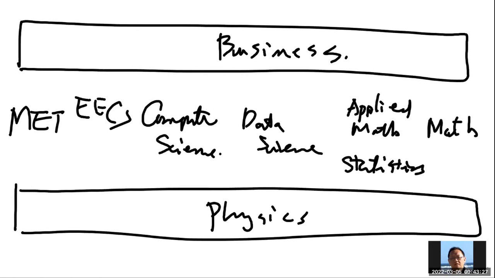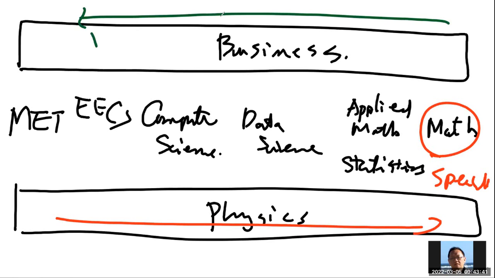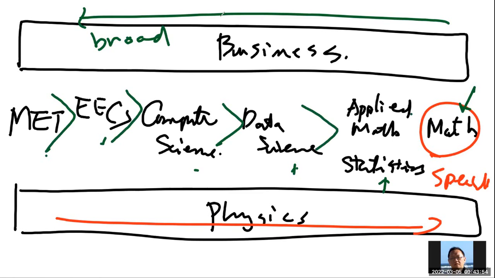So what this chart means is, if you are very specialized, you can only specialize in math. This way is a more specialized major, and this way is more broad. So math, statistics, data science, computer science, ECS, MET: this one is bigger than that, and so on.